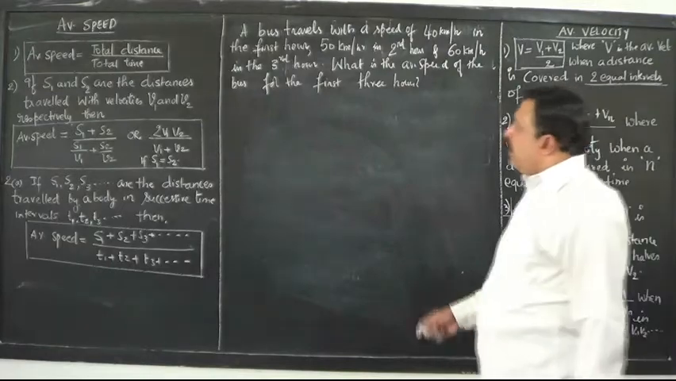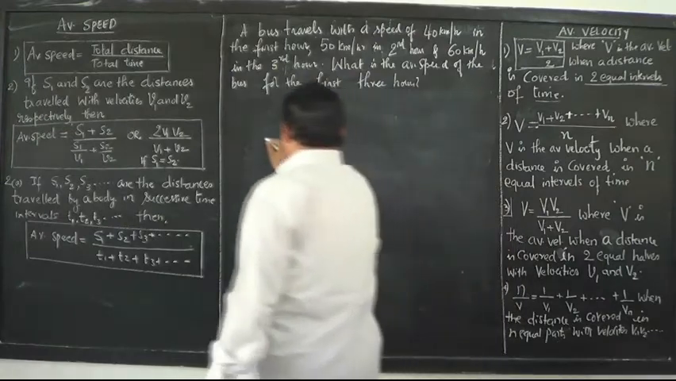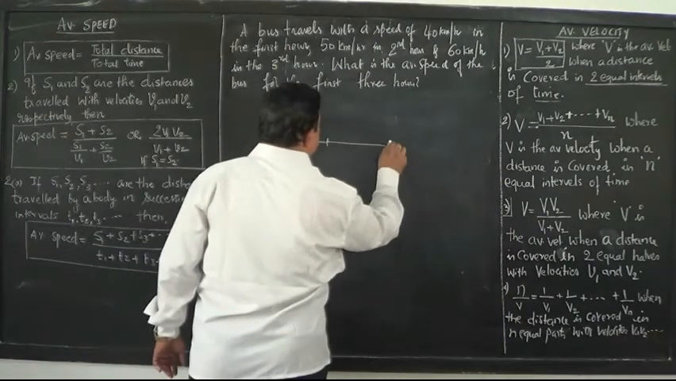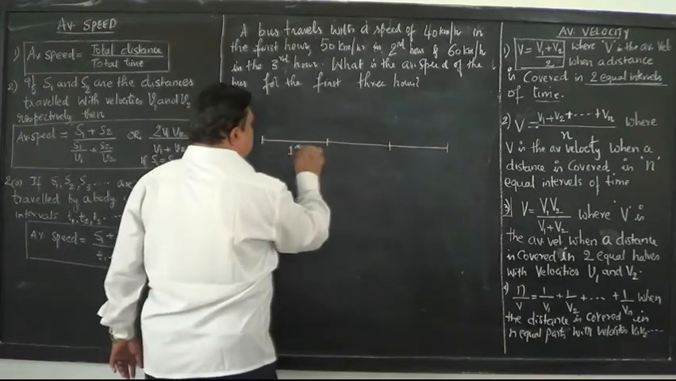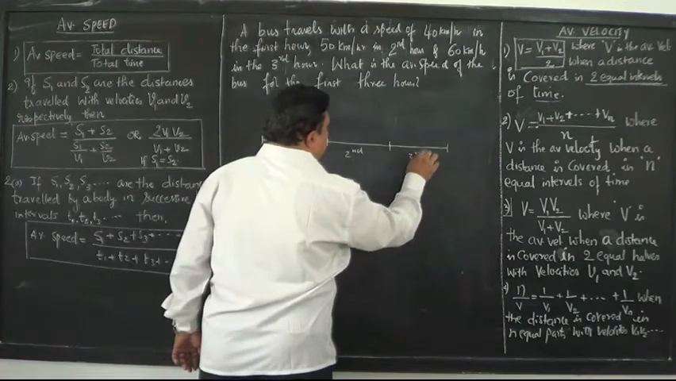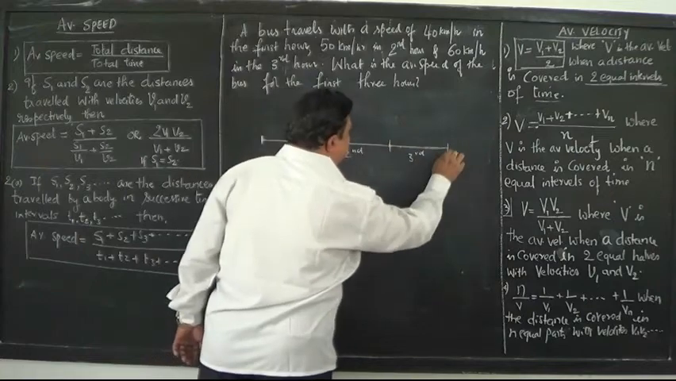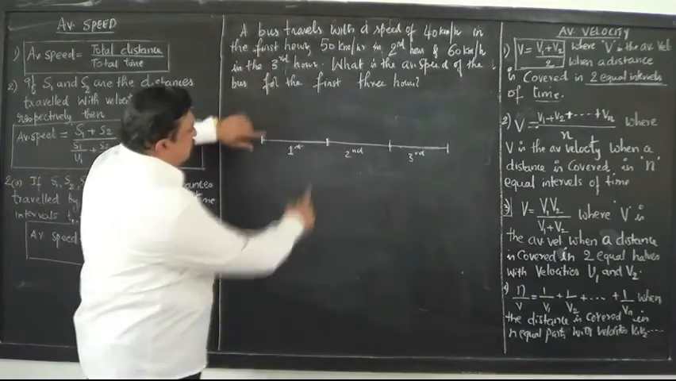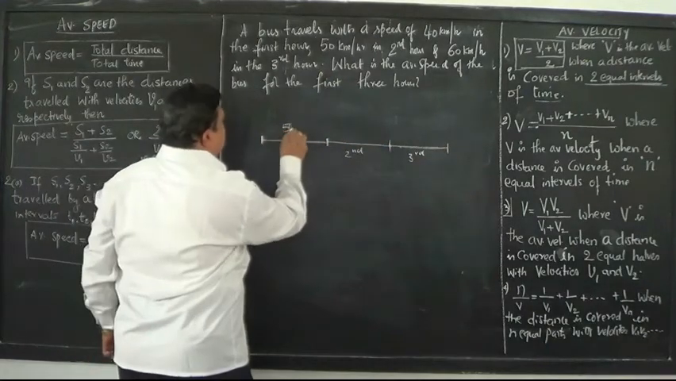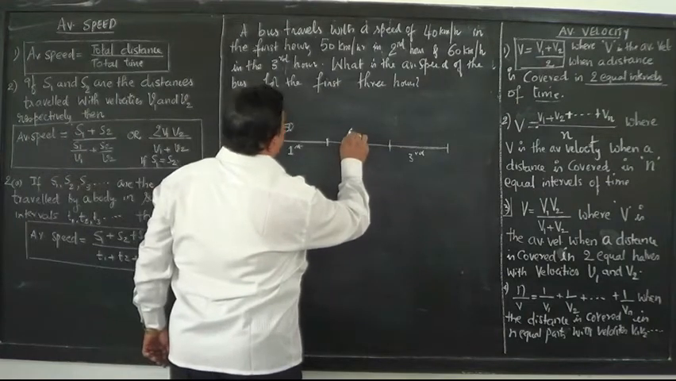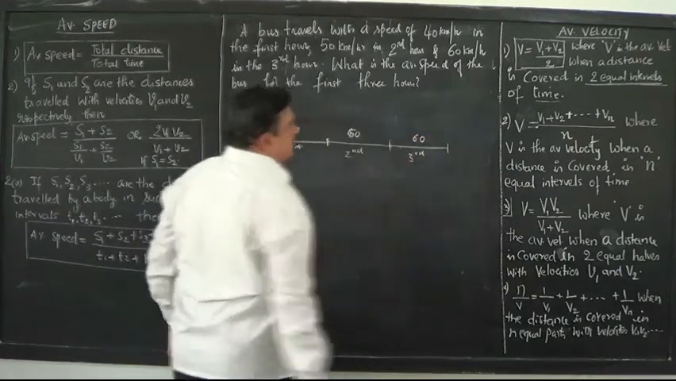In this problem, a bus travels with a speed of 40 kilometers per hour in the first hour, 50 kilometers per hour in the second hour, and 60 kilometers per hour in the third hour. The duration of each of these intervals is the same in terms of time, because first hour, second hour, third hour, each is 60 minutes. So here it has covered 40, here 50, and here 60.